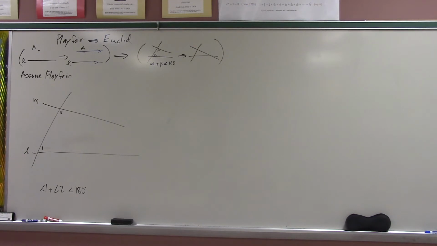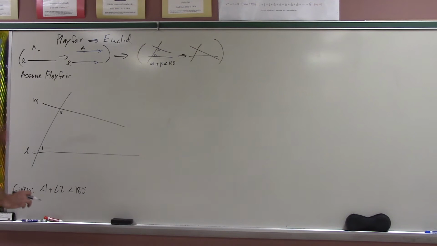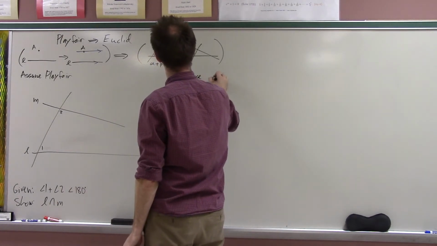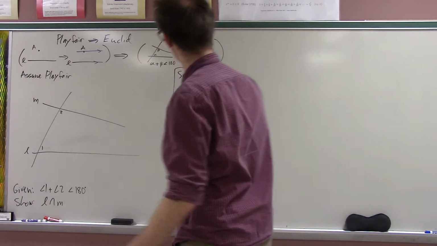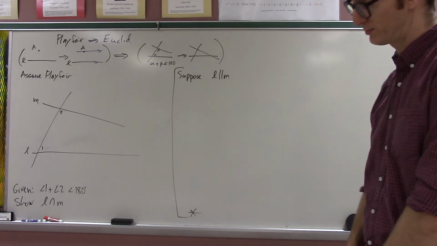What can I do with this fact? Given that 1 and 2 add up to less than 180, what I need to show to complete Euclid is that L intersects M, or L is not parallel to M. Well, obviously we are going to do this by contradiction. So suppose that L is parallel to M, and if that leads to a contradiction, then we will know that they are not parallel, and that's what Euclid proves after all.